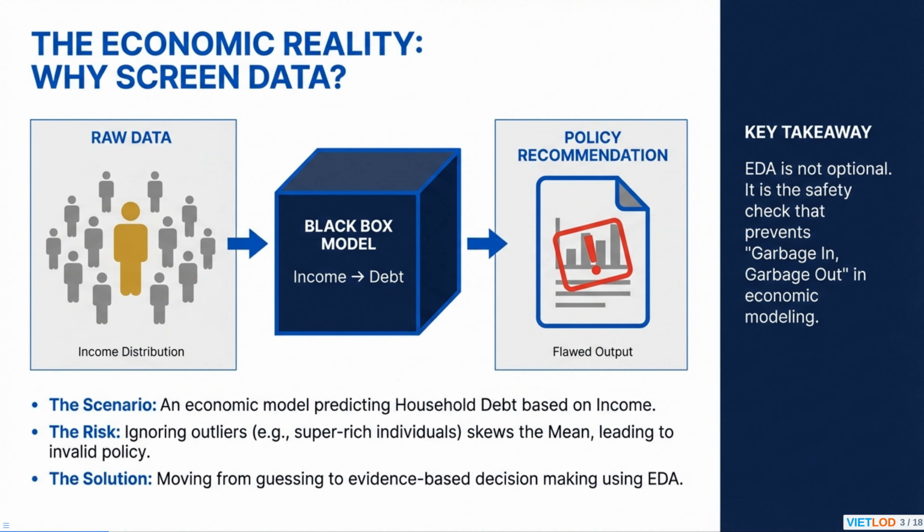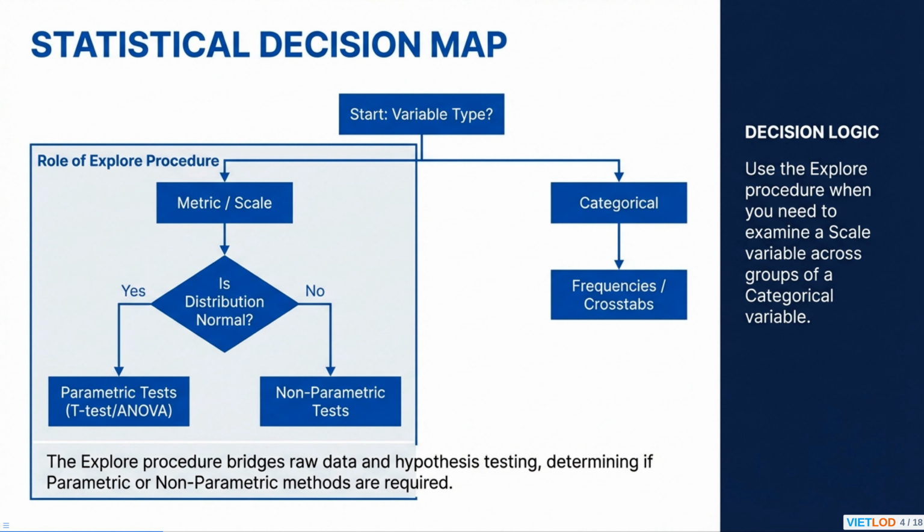For example, if our income data includes a few super-rich individuals, these outliers can drastically skew the average income. A policy built on this distorted average would then be entirely invalid for the majority of the population. This is precisely why exploratory data analysis, or EDA, is not optional. It acts as our crucial safety check, allowing us to move from mere guesswork to informed, evidence-based decision-making, ensuring our models produce reliable and actionable insights. EDA is truly the solution to preventing erroneous policy.